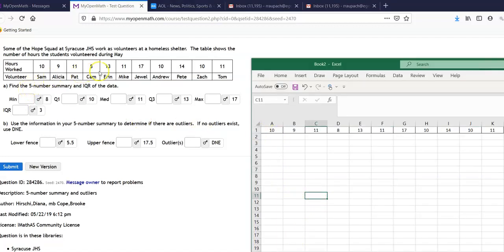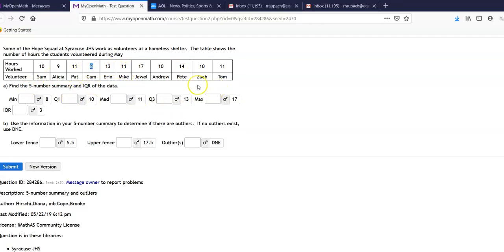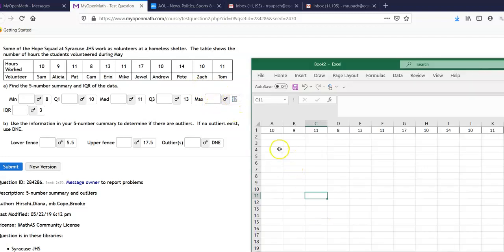Minimum, that's easy. What's the smallest number here? 8. Okay. The maximum, that's easy. That's 17. Okay. So those two, we'll just do those first. Let's do Q1.